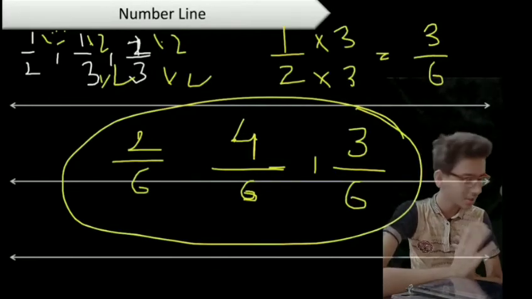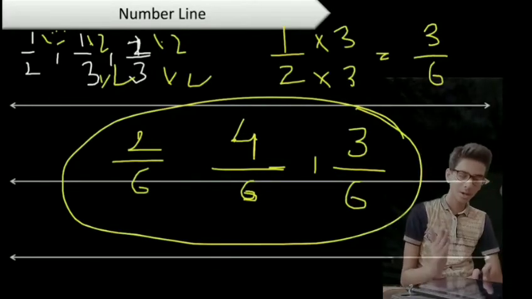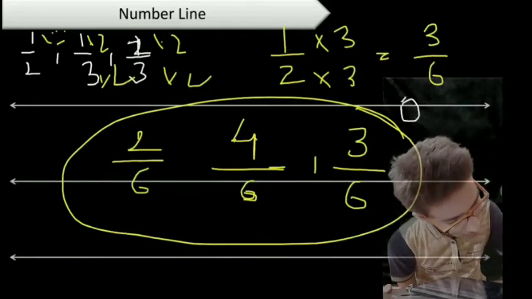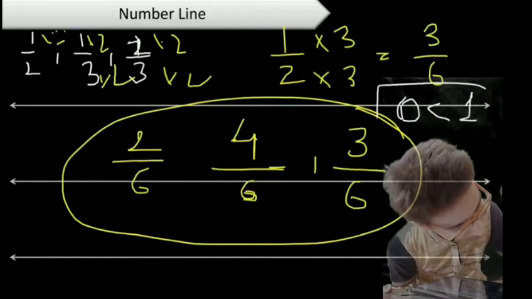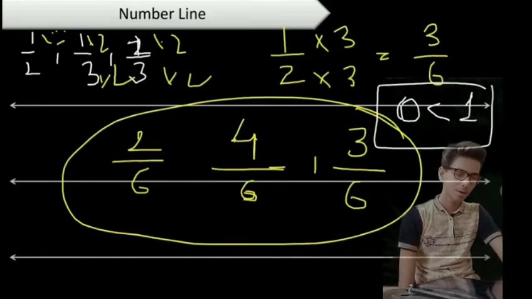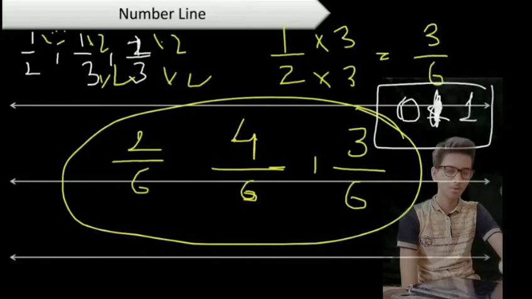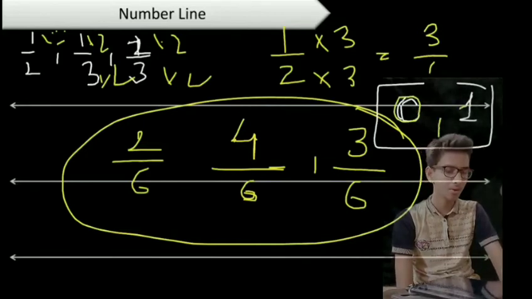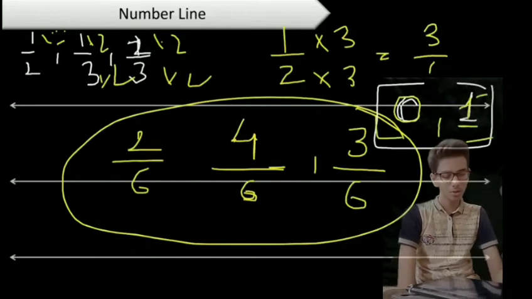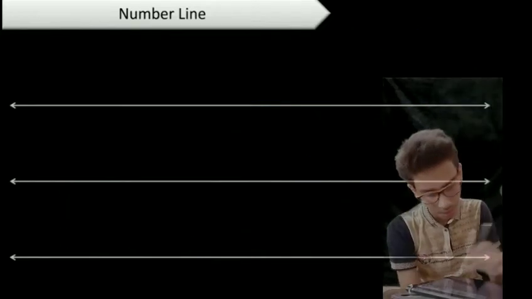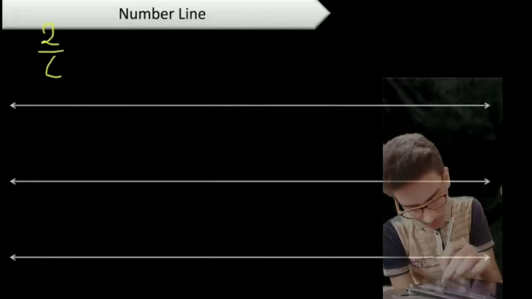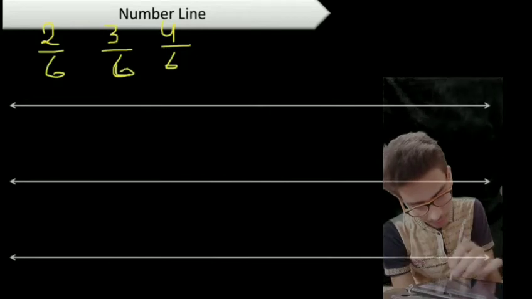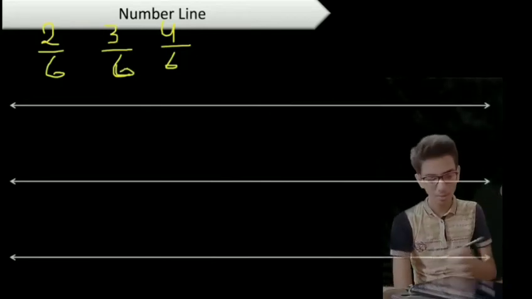If you see, these three numbers come between 0 and 1, right? They come between 0 and 1. So how to plot them? We are going to make the number line. What are the numbers? 2 by 6, 3 by 6, 4 by 6, after taking out the LCM and all from there. Yeah, we have got these numbers.